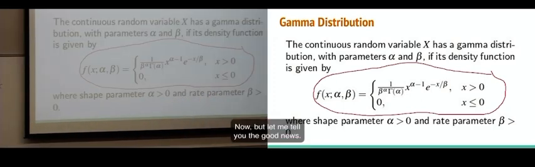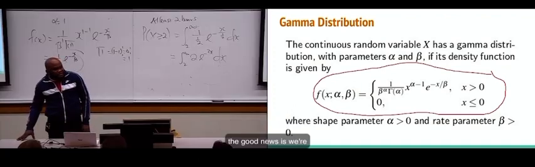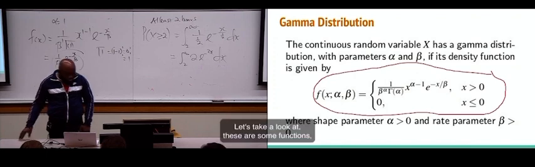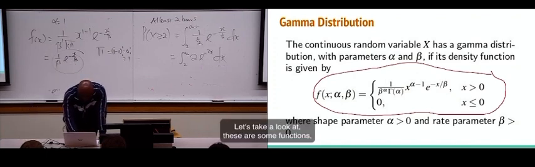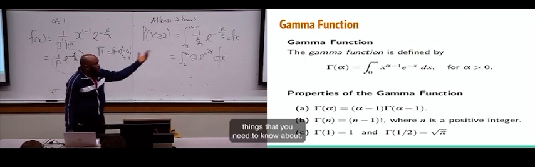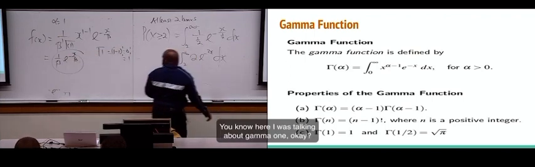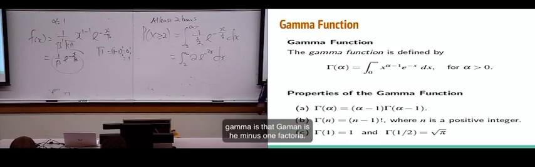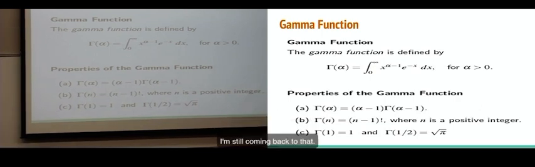Now, the good news: if we want to use this to figure out the probability of the occurrence of events, it's actually going to be complicated. Because of that, we're going to be checking this from a statistical table. I'm going to refer you to the table in the textbook. Let's take a look. These are some functions that you need to know about. Here I was talking about gamma 1. So gamma 1 is 1, gamma half is that, gamma n is n minus 1 factorial.